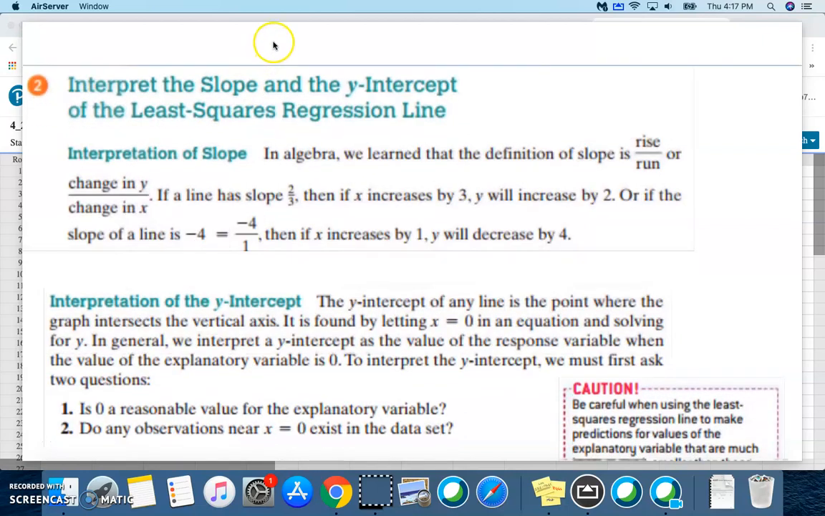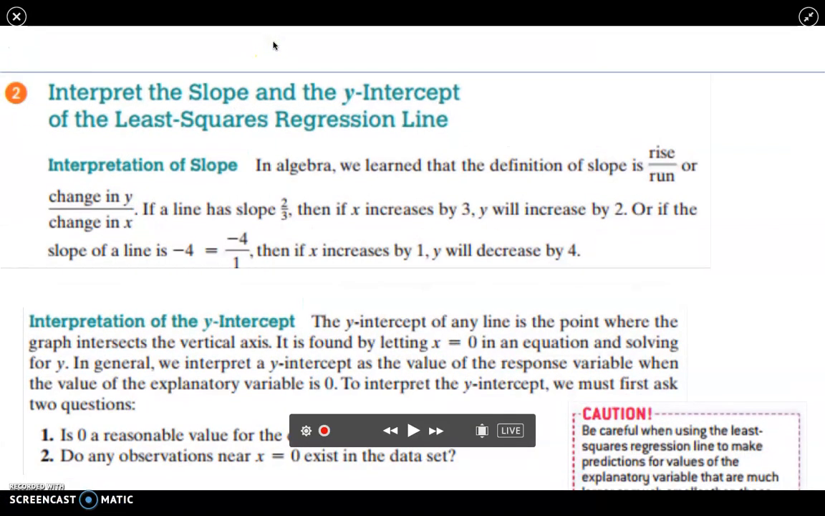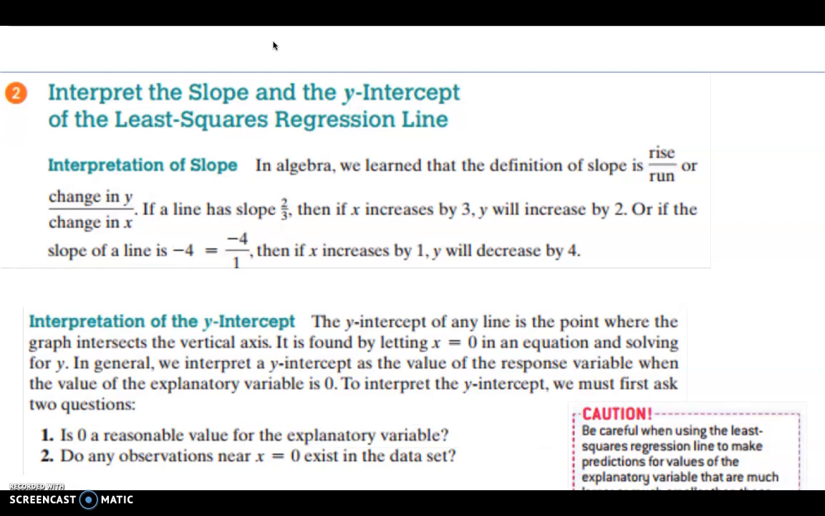Okay, this is part 2. We are looking at section 4.2, linear regression, least squares regression. And this point here, we're going to start out with interpreting the slope and the y-intercept of the least squares regression line is very, very key. There will be questions that will be asked on this. There's no question about that.